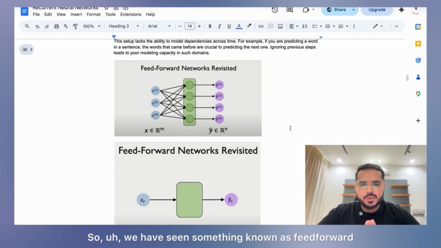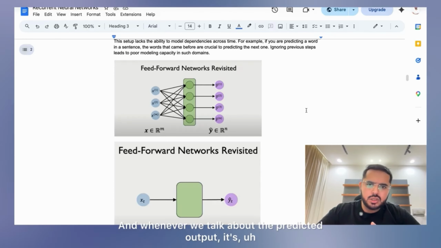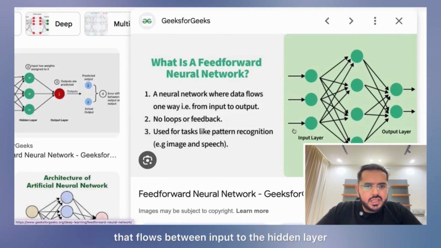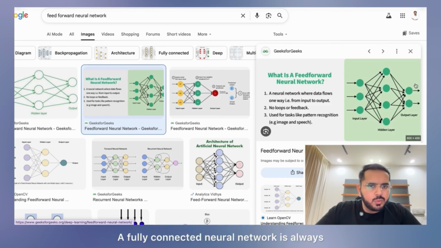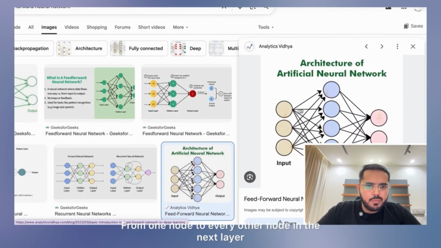So we have seen feed-forward neural networks, right? We have an input layer, hidden layer, and an output layer. Whenever we talk about input, it is mostly denoted by X, and whenever we talk about the predicted output, it is denoted by Y hat. Then we have hidden layers. Everything that flows from input to the hidden layer is weights, and weights always sit on the edges. A fully connected neural network is always going to have dense edges, from one node to every other node in the next layer.